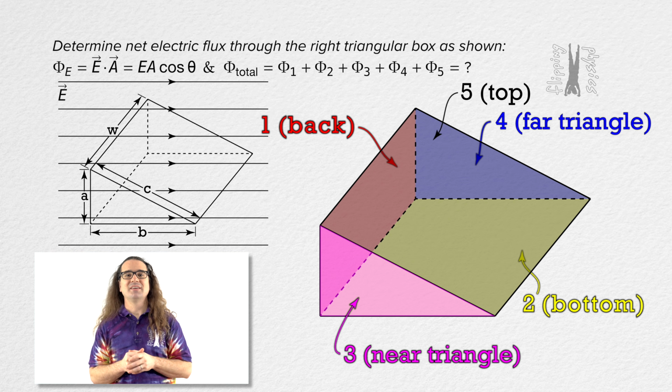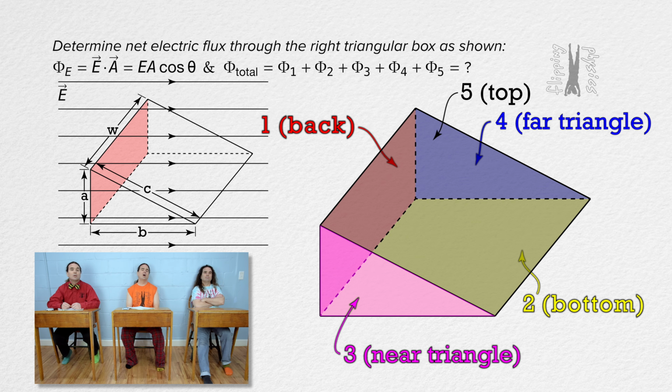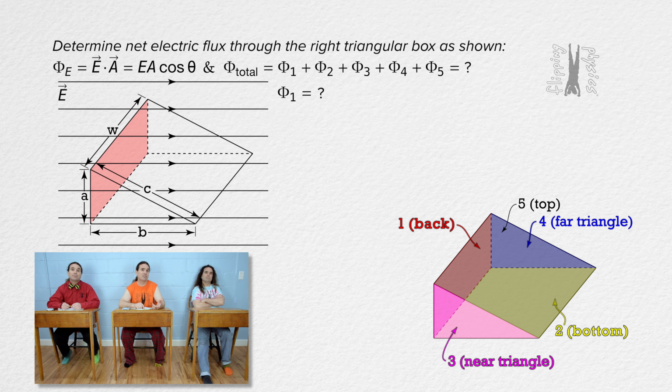Sure. Good. Bobby, please determine the electric flux through area 1, the back of the right triangular box. Okay, area 1, the back. Well, we use the equation for electric flux from a constant electric field, which equals, let's not use the dot product because we do not have unit vectors, electric field times area 1 times the cosine of angle 1. Area 1 is a rectangle, so its area equals length A times length W.